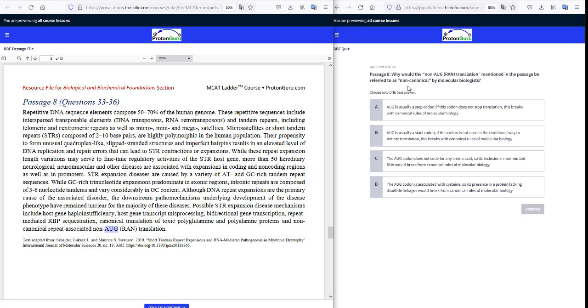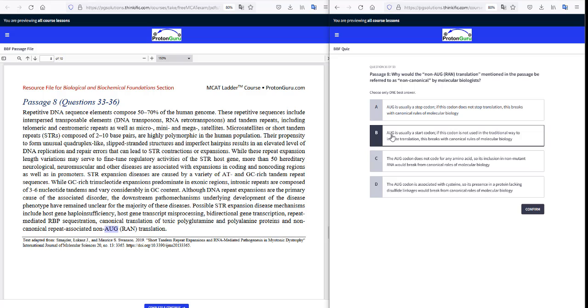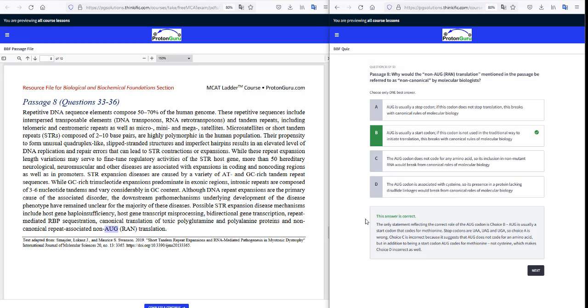Now, what does this have to do with this canonical? Canonical means kind of accepted or sort of very well established methodology. So AUG is usually a start codon. If this codon is not used in the traditional way to initiate translation, this breaks with canonical rules of molecular biology. So the central dogma and the type of codons that facilitate that process almost always rely on the start codon. We're told here there's some non-AUG RAN translation as well. All right, so that is the correct analysis.